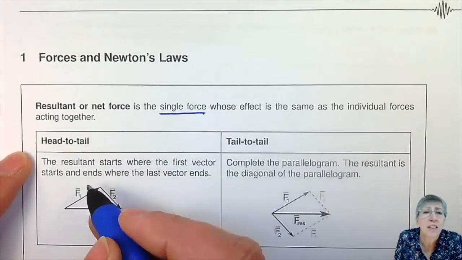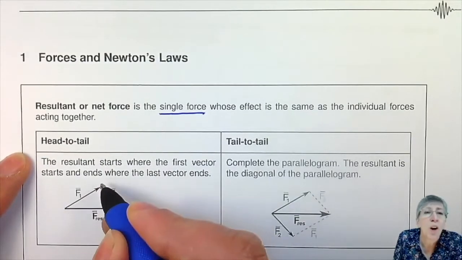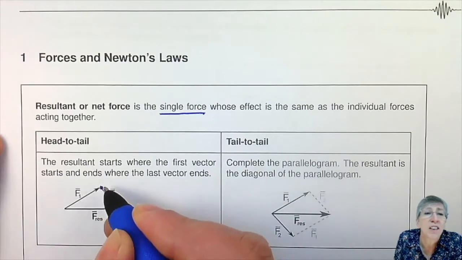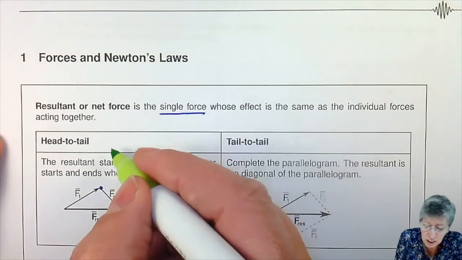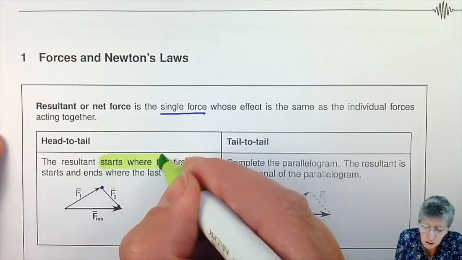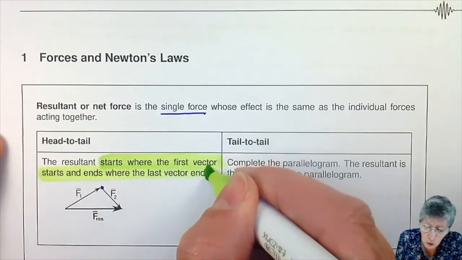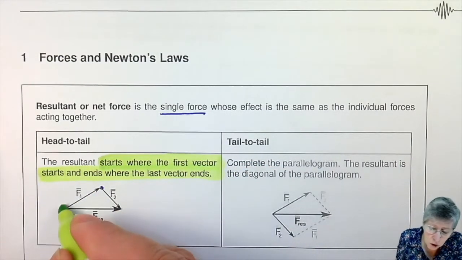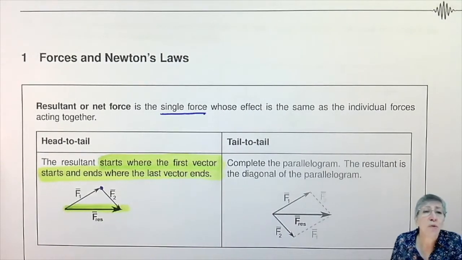Now, with head-to-tail, if you look at this one over there, you will see we draw them one after the other. So you draw the magnitude and direction and then the other one. And then what's very important is you need to know how to get the resultant. And here, the resultant starts where the first vector starts and ends where the last vector ends. So if you look at this diagram, the first one starts over here and the last one ends over there. So there you've got your resultant force.